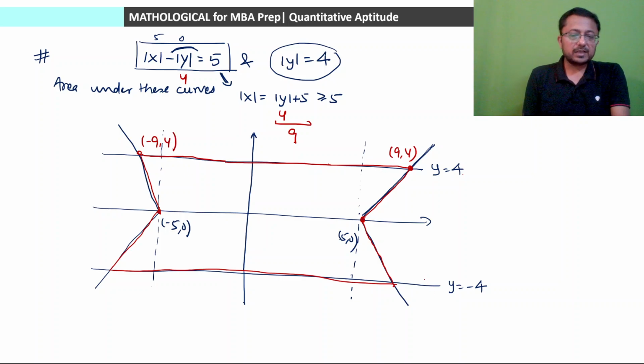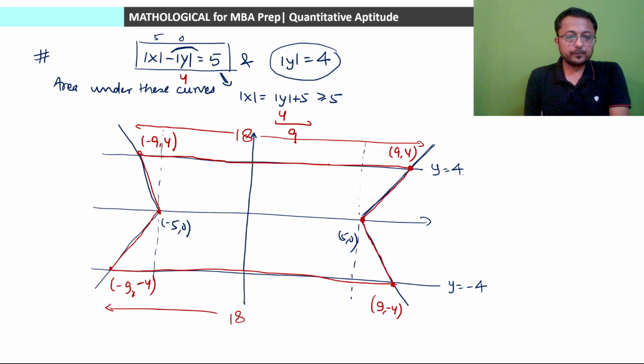Similarly, for y equal to minus 4 also, mod of y will be equal to 4. So mod of y plus 5 will be equal to 9, that is, x will be 9, minus 4. This point is (9, -4) because x is equal to 9. And this will be (-9, -4). These will be our 4 points. Hence, this length here from minus 9 to 9 is equal to 18. This is also equal to 18. And this length here is from minus 5 to 5, so this length is equal to 10.